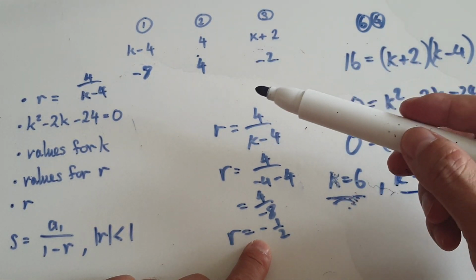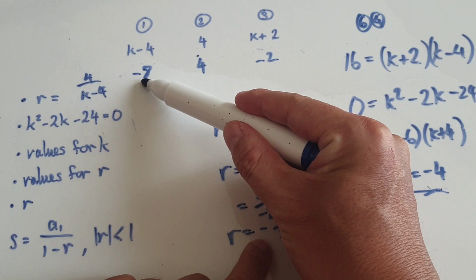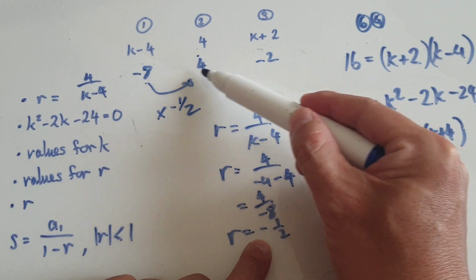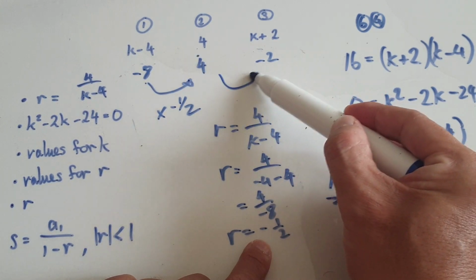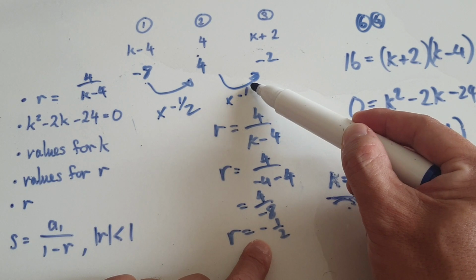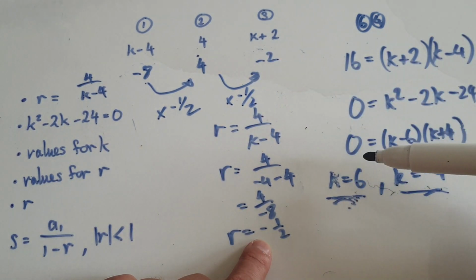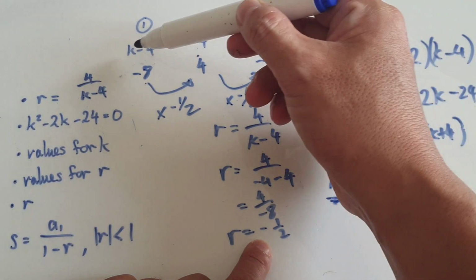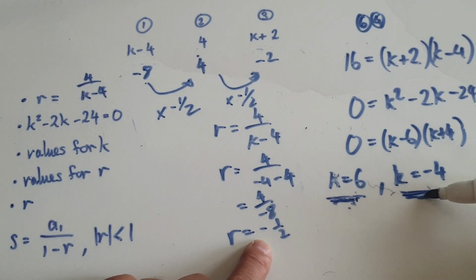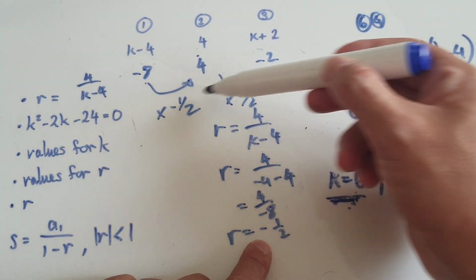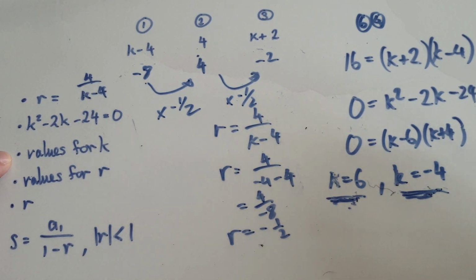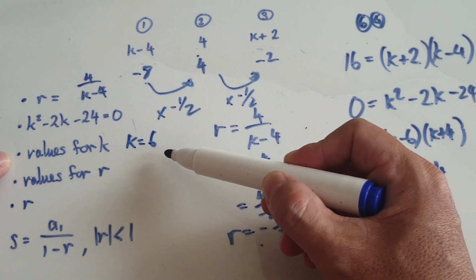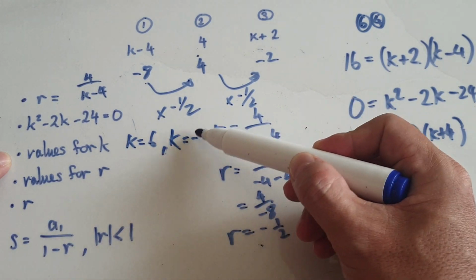So let's try to make sense of this. You start with your first term, you times by this common ratio, negative a half. It does indeed give you 4. Look at 4, times by the common ratio again, negative a half. It does give you negative 2. So everything here makes sense. When k is 6, the common ratio is 2, and the whole thing makes sense. When k is negative 4, the common ratio is negative a half, and the whole thing makes sense. So possible values of k must be k equals 6 and k equals negative 4.